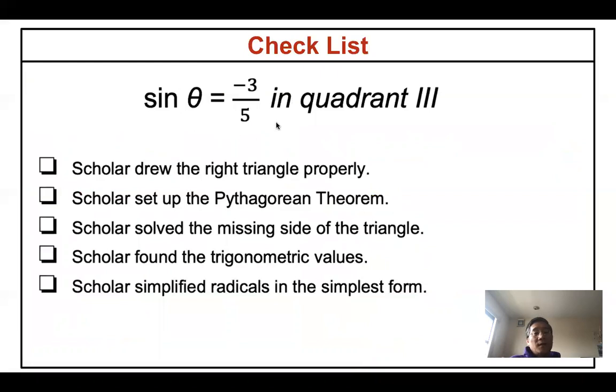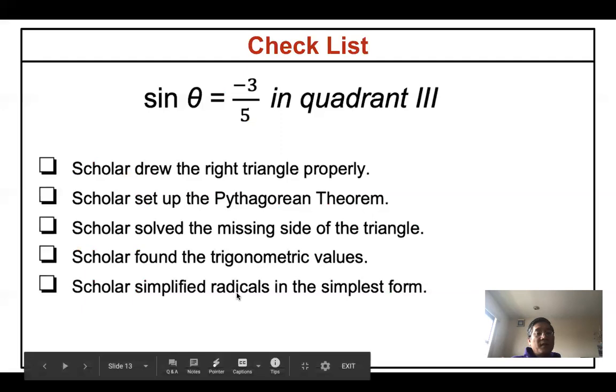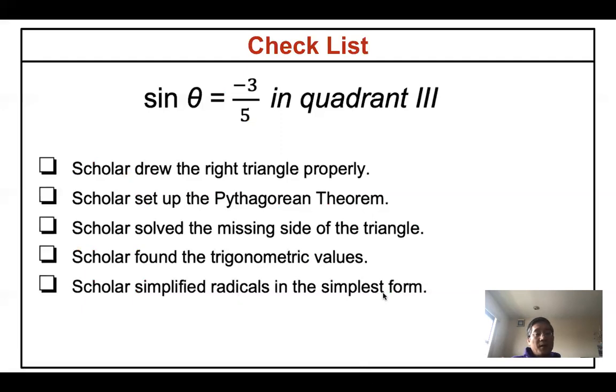So when you find other trigonometric values, you need to first draw the right triangle properly in that quadrant, right? In quadrant 3, what do you know? x is negative, y is also negative, right? In quadrant 3. Set up the Pythagorean theorem, solve for the missing side, and find the trigonometric value. And simplify the radical to its simplest form. That way, you will solve the problems.